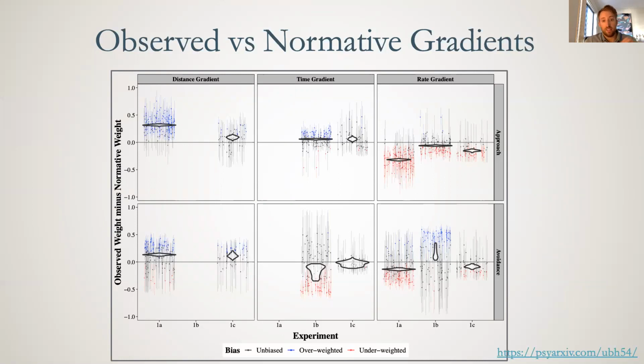So here the bars in the graph represent the 95% credible interval on the difference between the weight estimated for participants and the weight estimated for the data generated by the normative model. There are some individual differences, as you'd expect, but the main takeaway is that in the approach context, people tended to overweight the distance and time gradients and underweight the rate gradient. In avoidance, they often overweighted the distance gradient, but they actually underweighted the time gradient, if anything. And the results for the rate gradient in avoidance were a little bit less consistent. They depended upon the experimental setup.